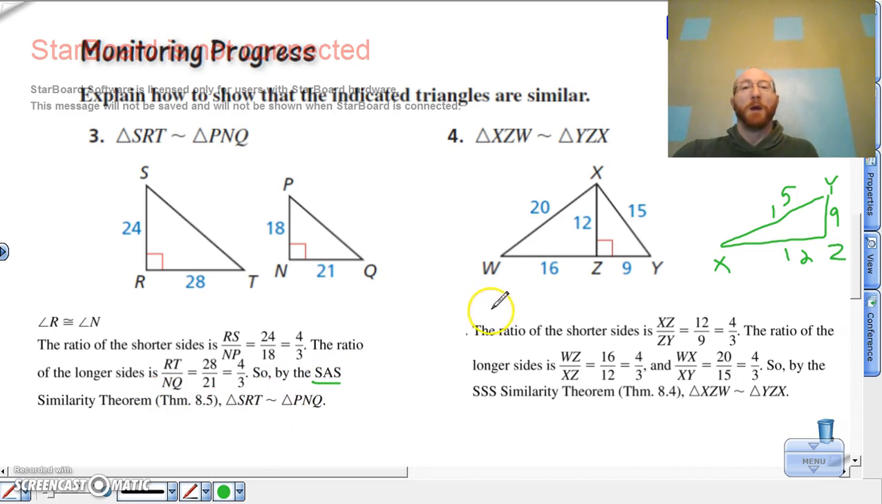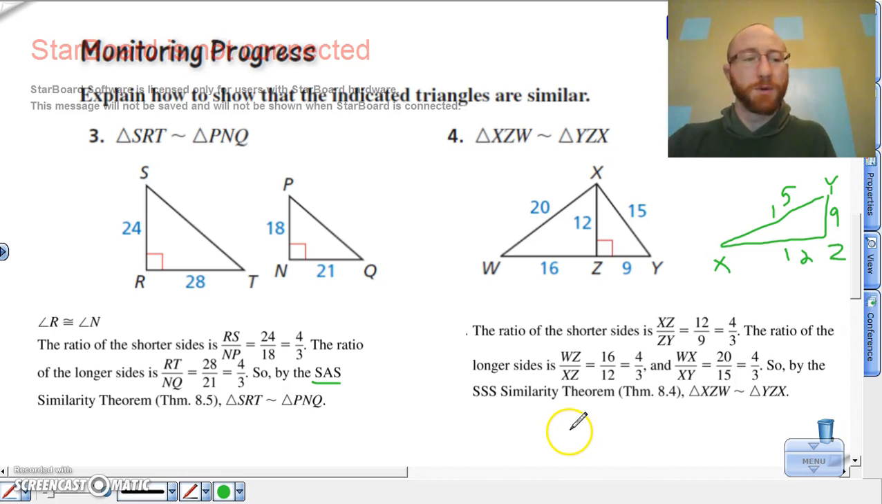In number 4, we can do this a couple ways, but what I want to make sure is I rotate triangle YZX to be in a kind of corresponding position to XZW. So I kind of tilted it down that way. So now when we do XZ is 12, that matches with 9, reduced to 4/3. WZ matches to XC, 16 over 12 is 4/3. And WX over XY, 20 to 15 is 4/3. So we prove this is similar by side side side similarity theorem.